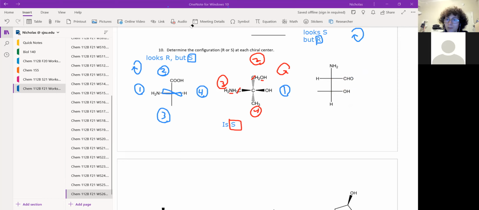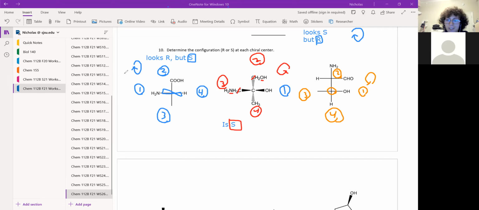Now we'll go over the bottom chiral center. Which spot gets number 1? Number 4 is the hydrogen, like usual. And then what's number 2? Top, yeah. So if you draw an arrow from 1 to 2 to 3, it's going counterclockwise. It looks like it's S.